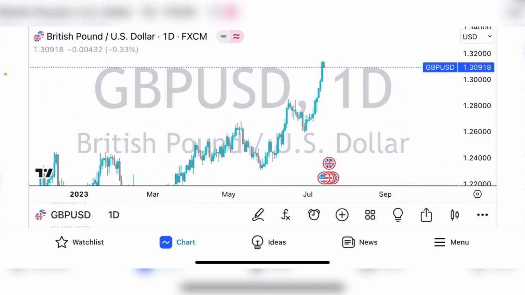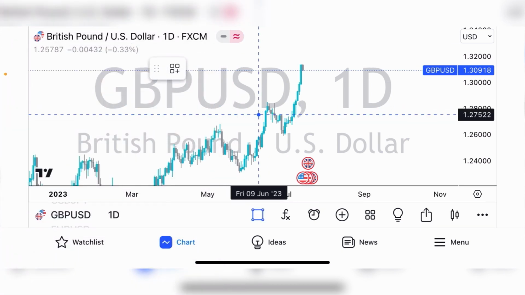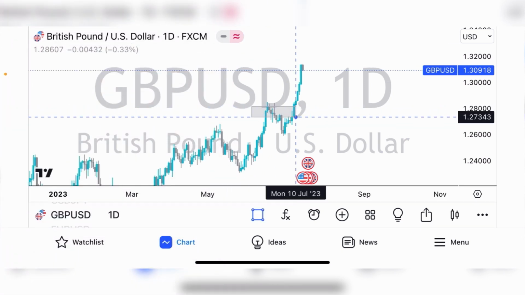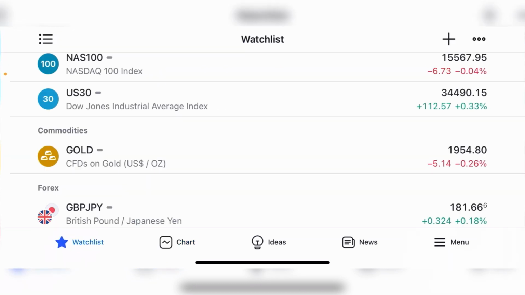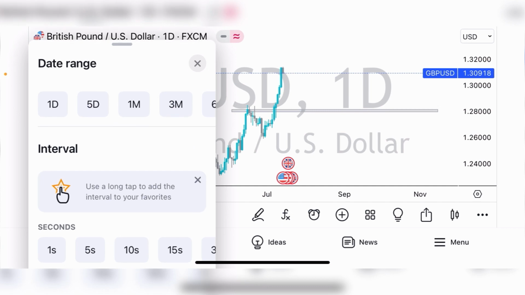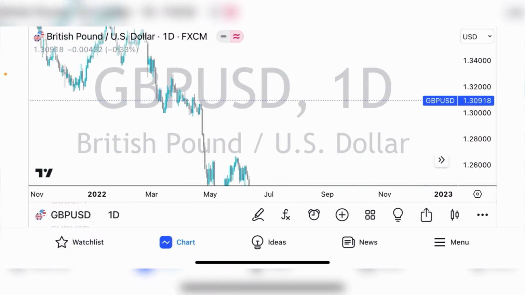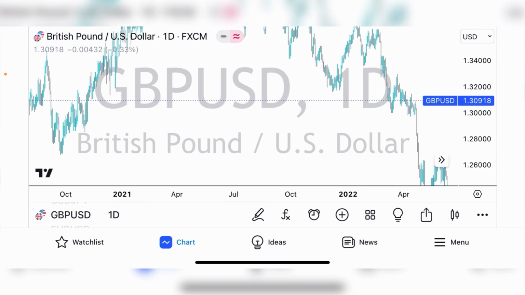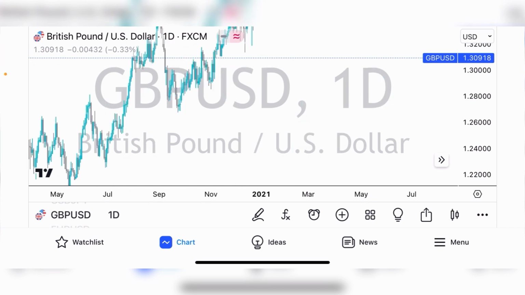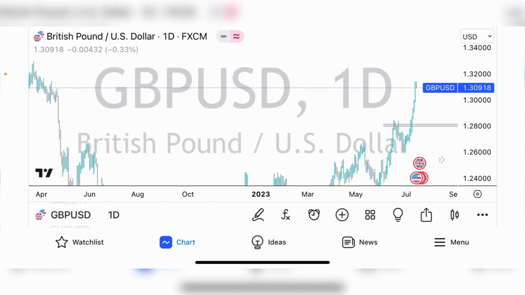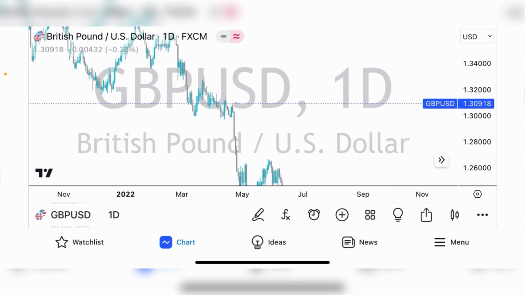But then let me try and analyze something, a little something. We have a previous resistance there. And then right here, we'll go to our left. See if we have something. Let's see if we have something from the left.